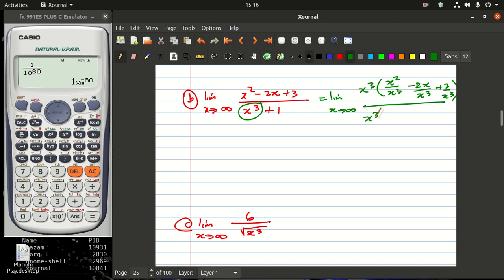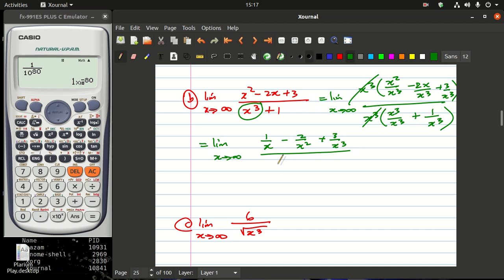I'm going to factor out x cube, and then I will have x cube divided by x cube plus 1 divided by x cube. And of course, this x cube and that x cube cancel out, and now you are left with the limit as x approaches infinity of x squared divided by x cube, which is just going to be 1 divided by x, minus 2 divided by x squared plus 3 divided by x cube all over 1, because x cube divided by x cube is 1, plus 1 over x cube.